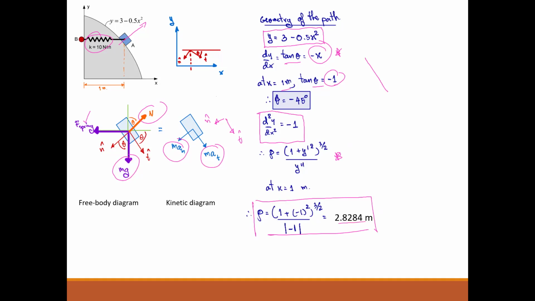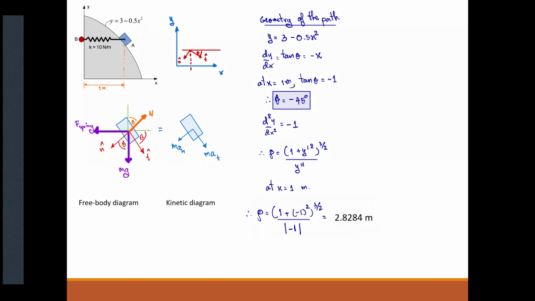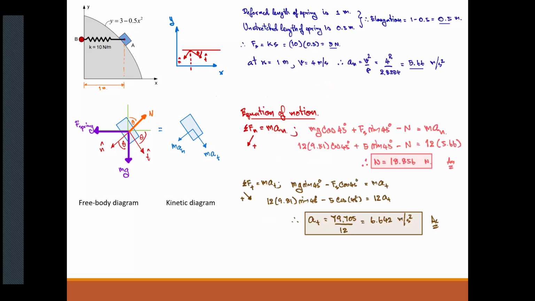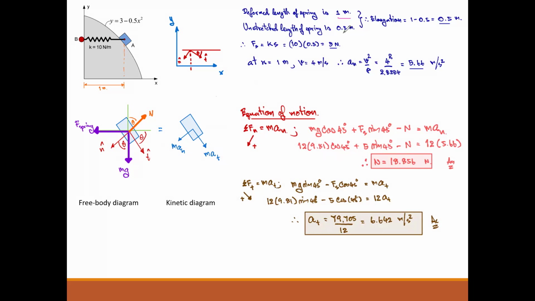And after that, from the free body diagram and the kinetic diagram, we can determine the elongation, for this case at x equal to 1 meter. But the problem gave us the unstretched length of spring equal to 0.5 meter. So the elongation of the spring becomes 0.5 meter. We know that from the spring constant, this means that the force of the spring at x equal to 1 meter is equal to 5 Newton.